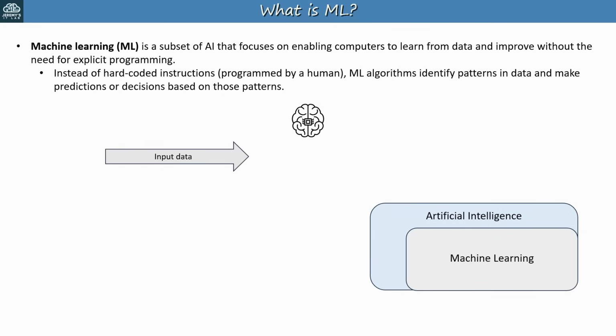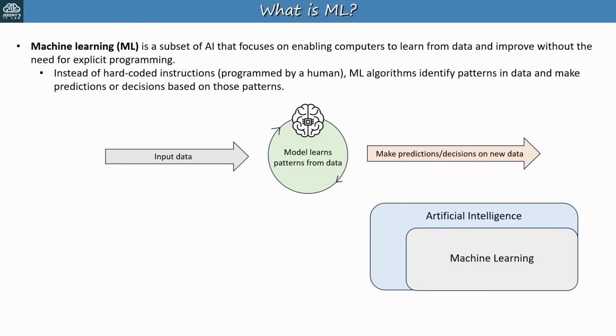The learning starts with input data. This could be anything from numbers in a spreadsheet to images, videos, or text. That data is used to train a model, meaning the machine learning algorithm processes the data to learn patterns or relationships within it. Once trained, the model can use what it has learned to make predictions or decisions when new data is provided. This cycle, learning from data and applying what's learned, is what makes ML so powerful.